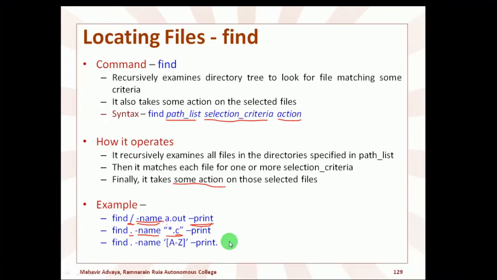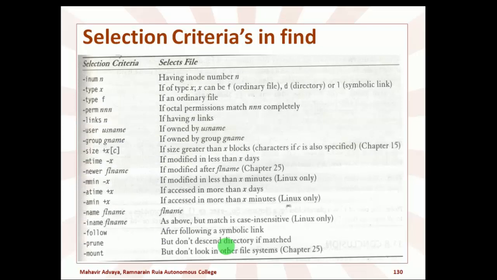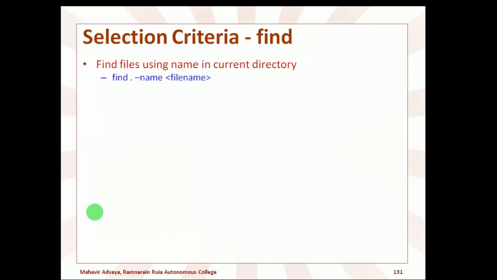So there are many options. There are various criteria that we can use with find. Here you can see inum, so you can search for a file with an inode number. You can also find the type of the file, what type of file it is. So there are various options or criteria that we can use with find. There are some more options.